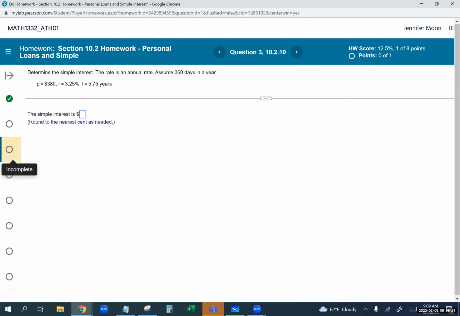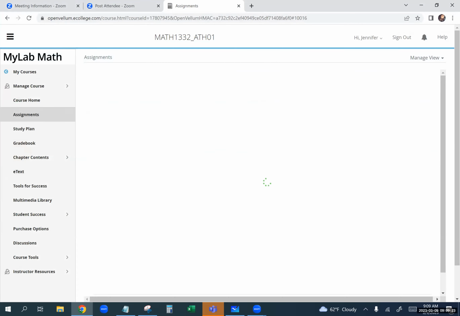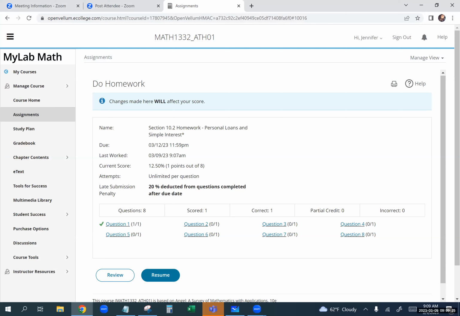It won't even let me click to the next. So let me close out of this. I don't think I'll be able to actually zoom in, to be honest with you.